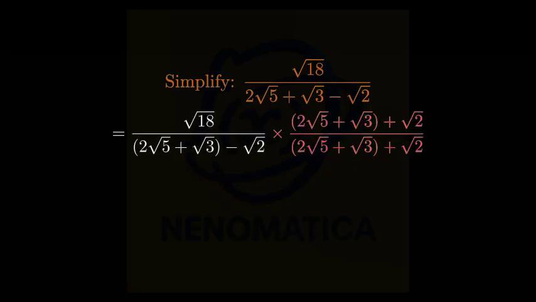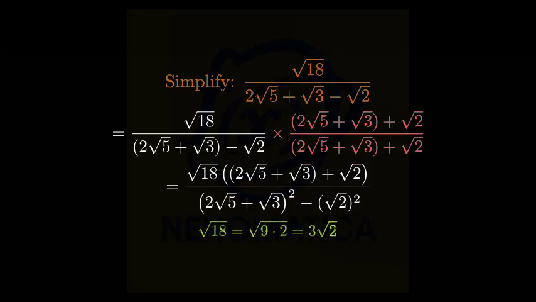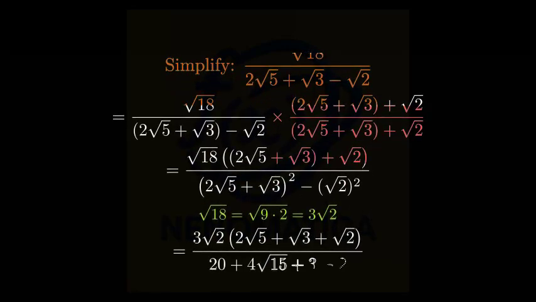Now, we combine the denominators using the difference of squares. The denominator becomes the quantity 2 root 5 plus root 3 squared minus the quantity root 2 squared. And we also simplify square root of 18 into 3 root 2. Substitute 3 root 2 for square root of 18, and expand the square in the denominator. The square of 2 root 5 gives 20, twice the product gives 4 root 15, and the square of root 3 gives 3. Finally, subtract 2 from the difference of squares. Combine the like numbers in the denominator. 20 plus 3 minus 2 equals 21, so the denominator is 21 plus 4 root 15.